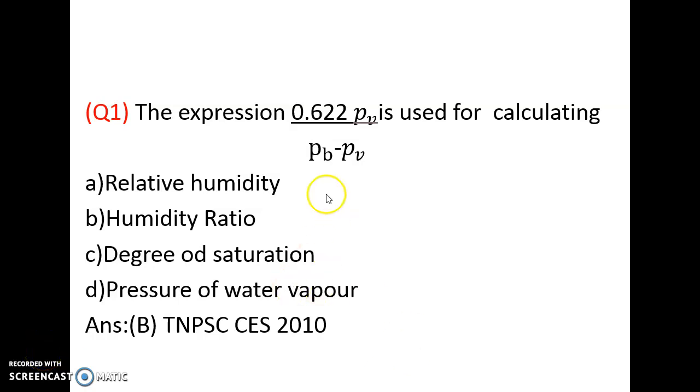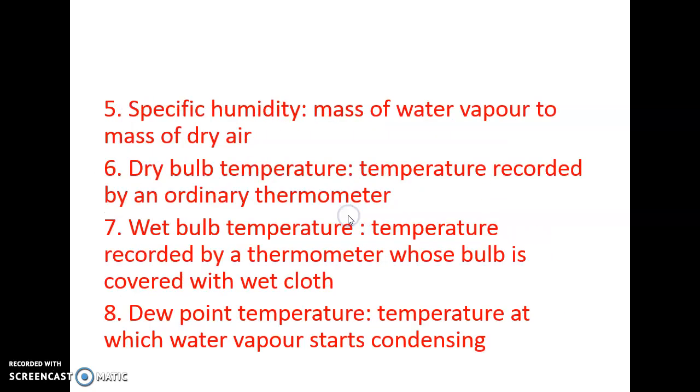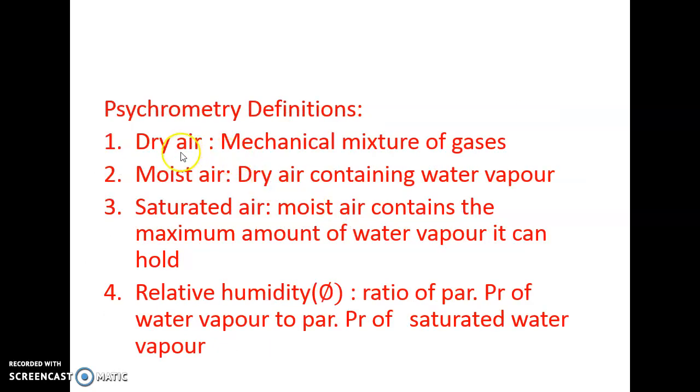Morning, the lecture on psychrometrics. The expression 0.622 PV by (P minus PV) is used for calculating the humidity ratio, not relative humidity or degree of saturation, where PV is the pressure of water vapor. So this expression is used to express humidity ratio. The important terms used in psychrometry are: first one, dry air.